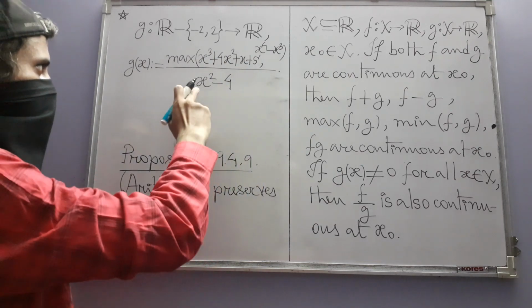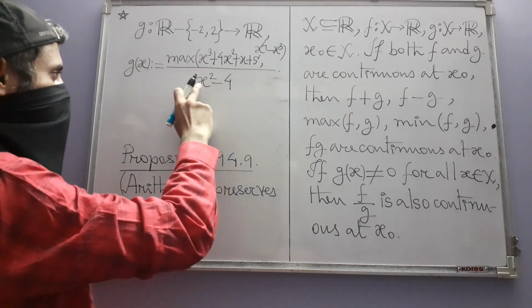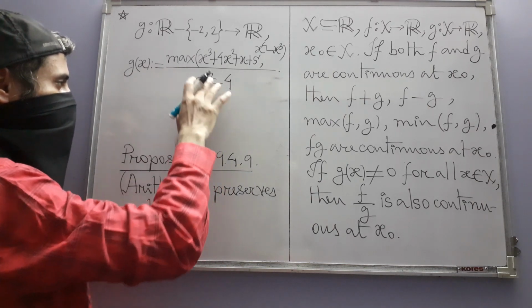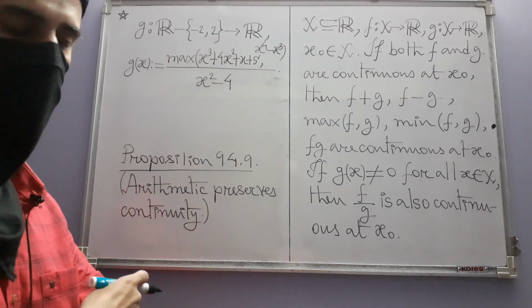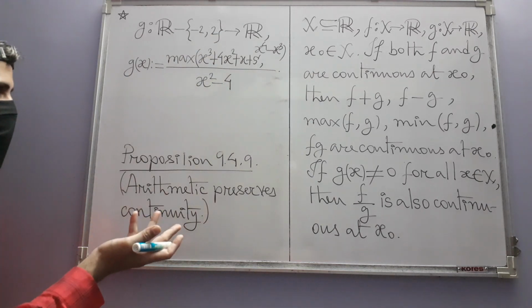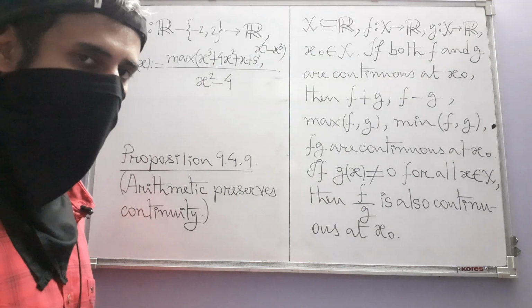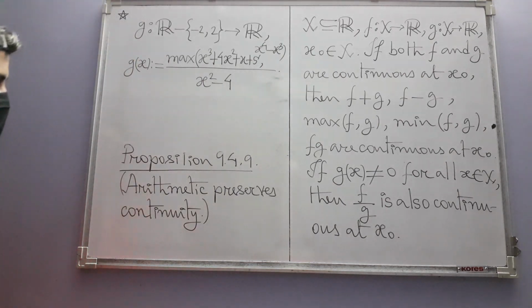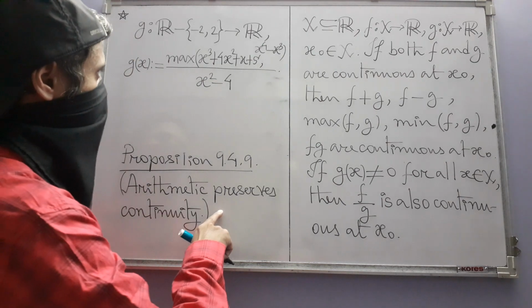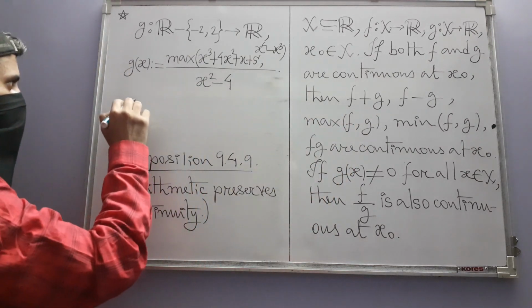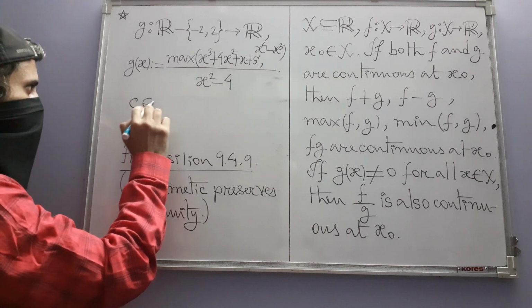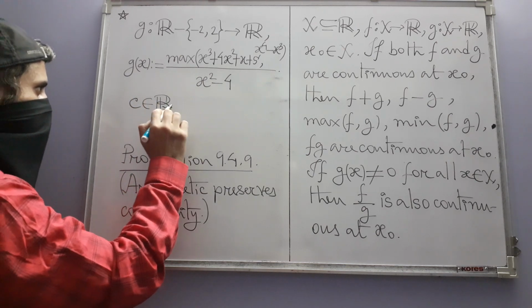See, the denominator is a polynomial. It becomes 0 precisely at minus 2 and 2. That's why we have removed them from the domain of g. So there is no problem with the definition of the function. It's a well-defined function. Now in order to apply this proposition, you just take any point c in the domain.